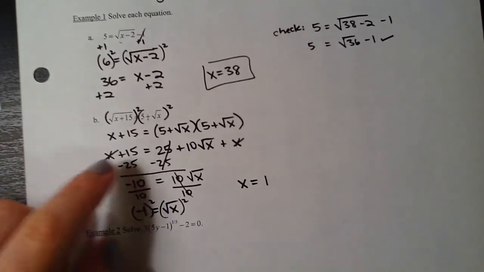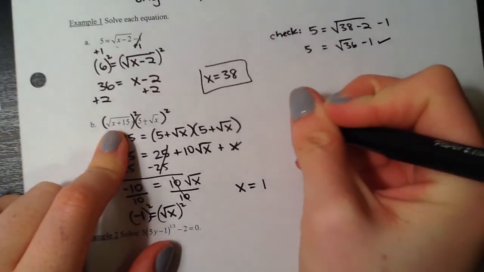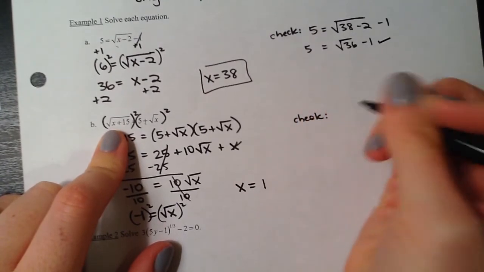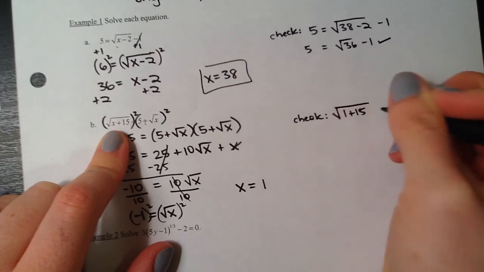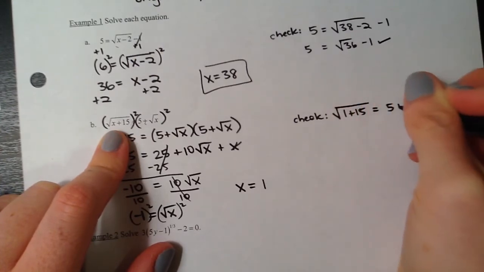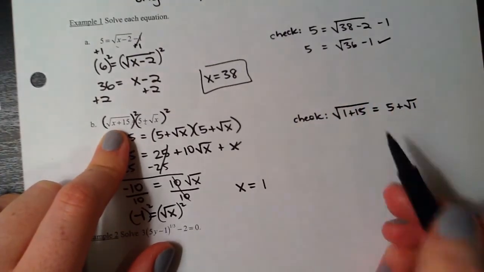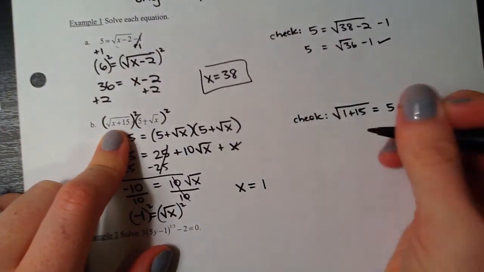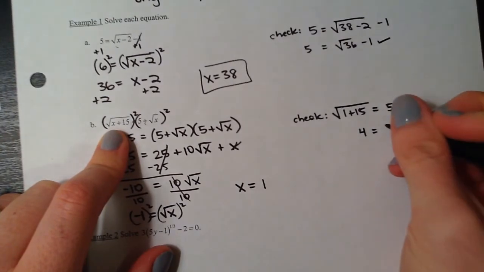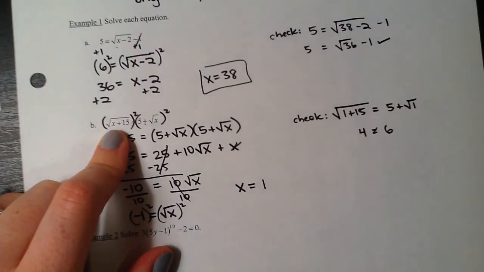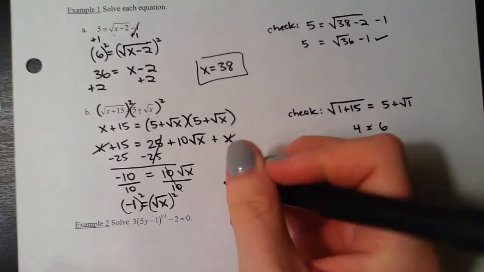Let's check our answer by plugging into the equation. So square root of 1 plus 15. We want to know if it equals 5 plus the square root of 1. Alright, so 1 plus 15 is 16, square root is 4, equals 5 plus square root of 1 is 1, so that's 6. Obviously, 4 does not equal 6, so that means this one doesn't work.